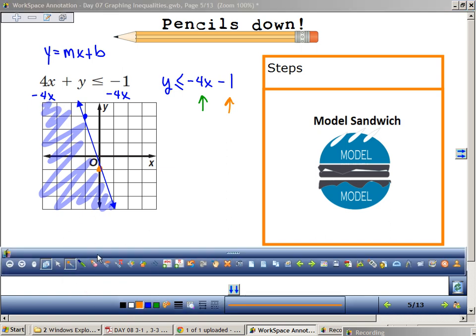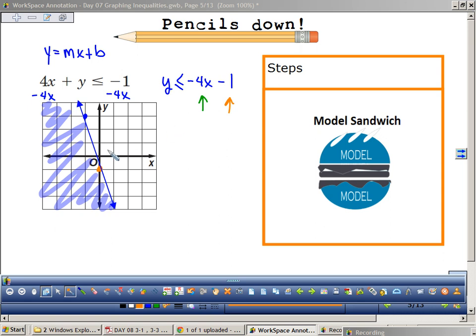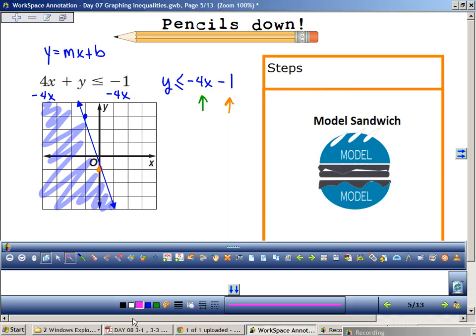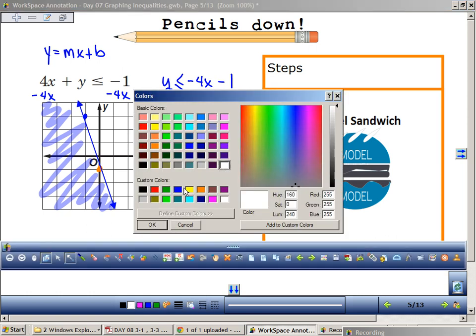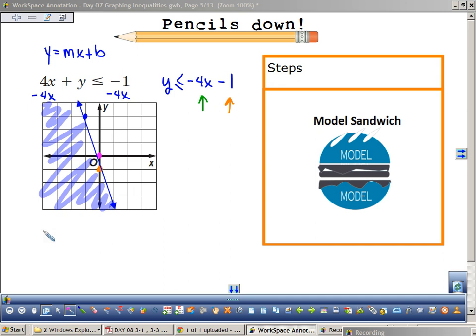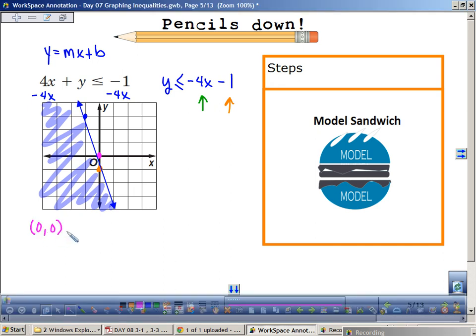Next, I'm going to test a point. I always test 0, 0. Let's do this in black. No, I don't want to mix it up with that point. Let me make it pink. Okay, so I'm going to test 0, 0. Is 0, 0 part of my solution space? Right there. Is that part of my shading? It is not part of my shading.